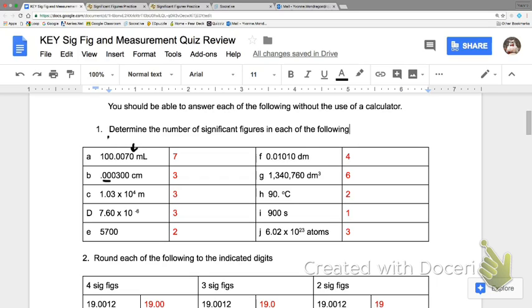Versus the next one, where these 3 are acting as a spacer for the decimal, so they don't count. But the 2 of them after, those are terminal zeros, final zeros after the decimal point, and they do count.